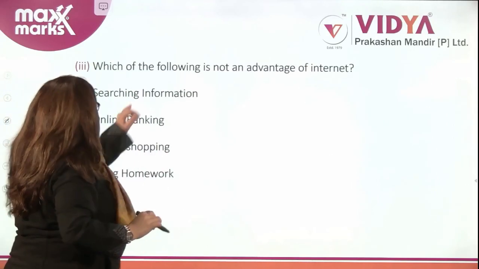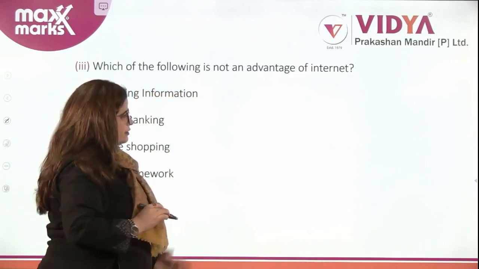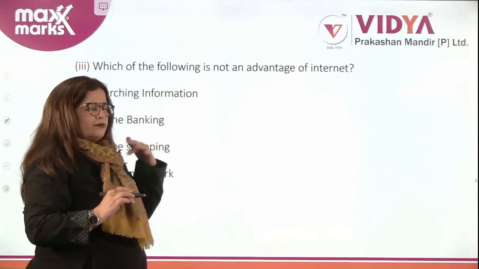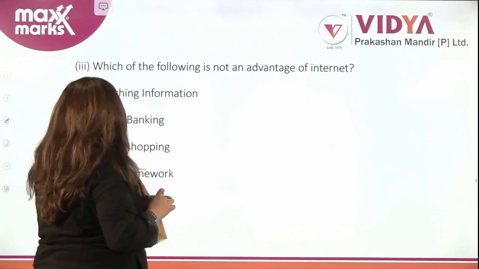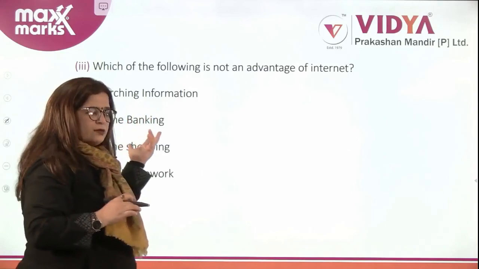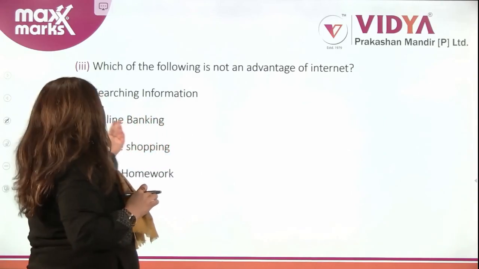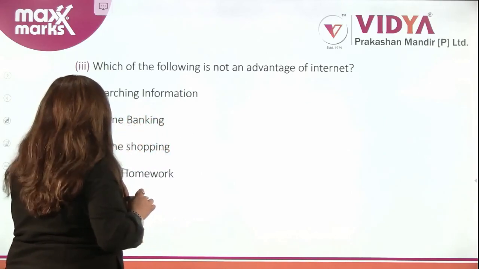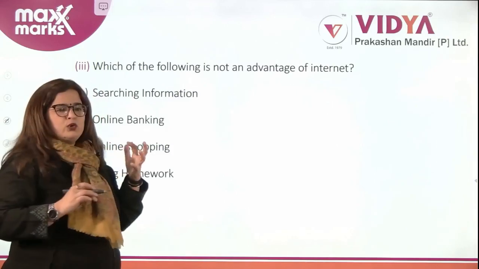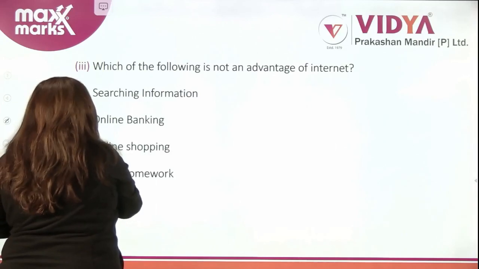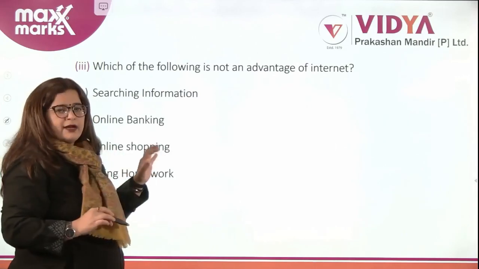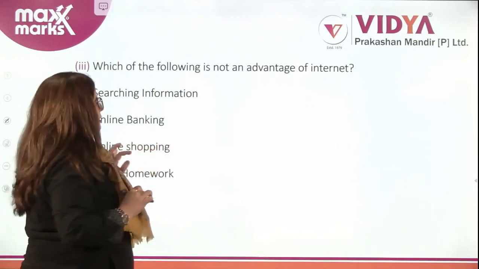Now, which of the following is not an advantage of internet? It's very important to read the paragraph very carefully, right? Now, we all know that searching information, yes, we can all search information using the internet. Online banking also we can do, online shopping. Can we do homework using the internet? No. So this is the incorrect option. This is not an advantage of the internet, right?